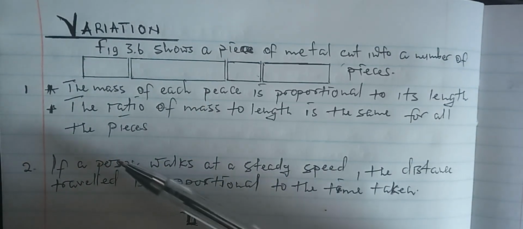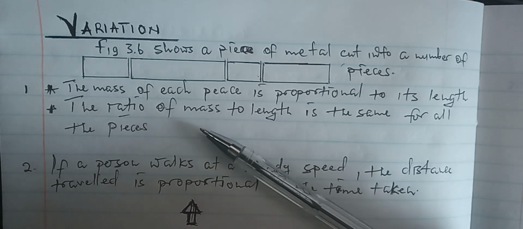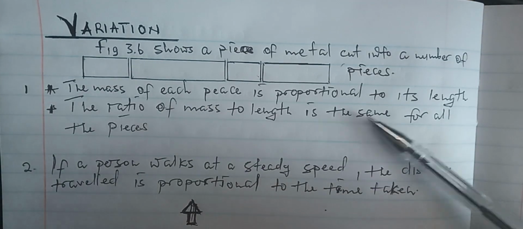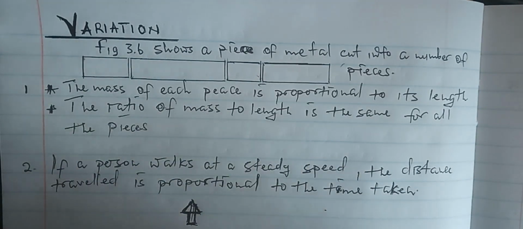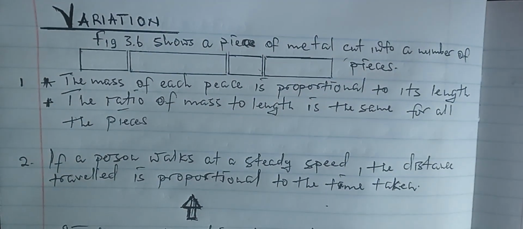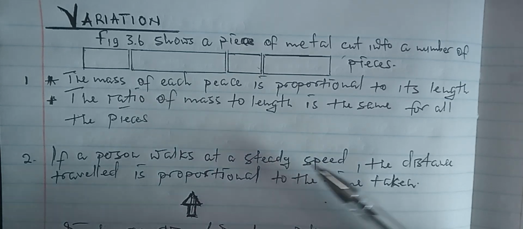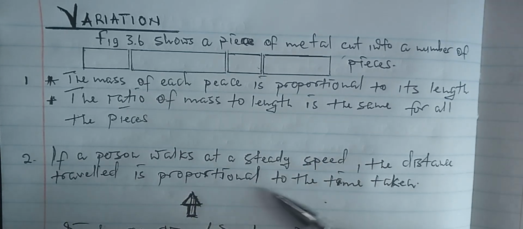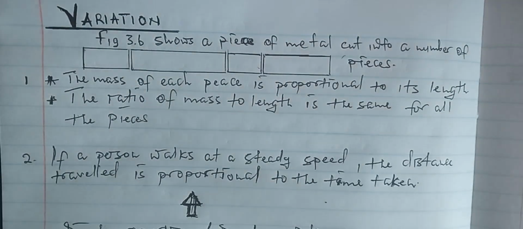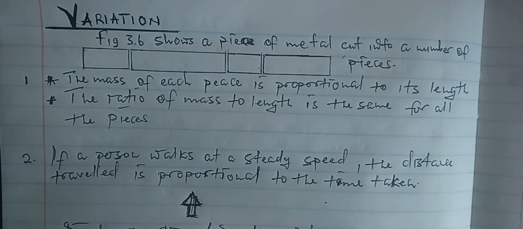And if you go further, the ratio of mass to length is the same for all pieces. So this is what we call direct variation. And if you look at statement number 2 here, which is saying if a person walks at a steady speed, the distance traveled is proportional to the time taken. So looking at these two statements, we are looking at what is called direct variation.